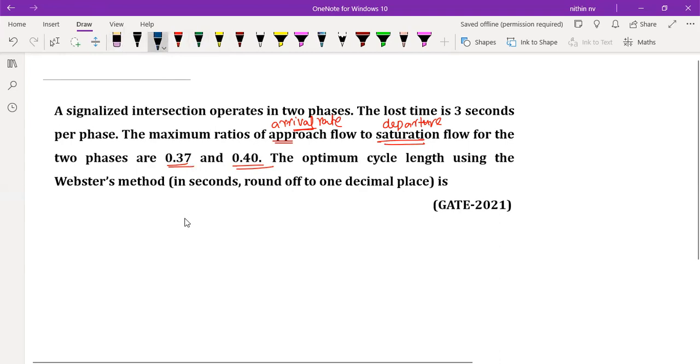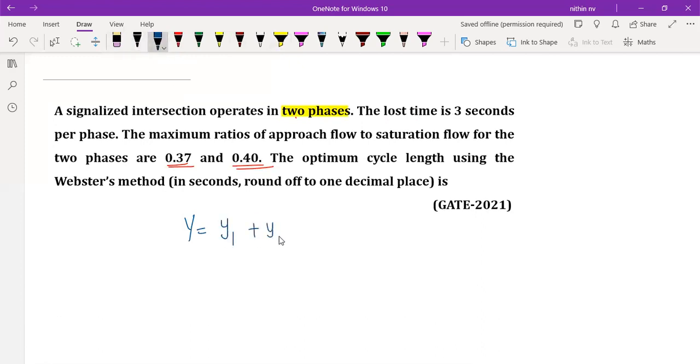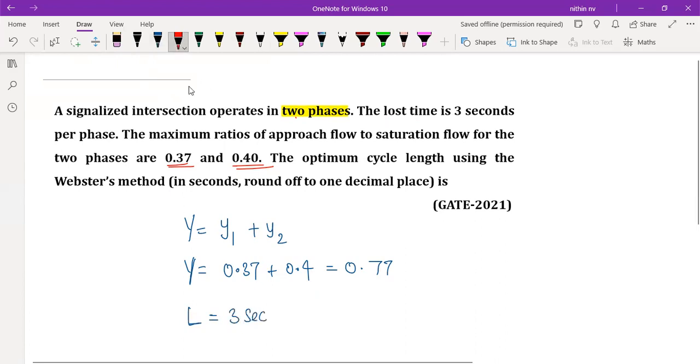Now, in the previous question they directly gave capital Y, no? But now they are telling us there is a signal which operates in two phases. Have you noticed that? Two phases means we'll have two critical flow ratios, which they have given in the question as 0.37 and 0.4. So we get 0.77 as the capital Y value. Previously they directly gave it; now they have split it. That's all. Now capital L, what is that? Lost time per cycle. They have given 3 seconds. Right or not?